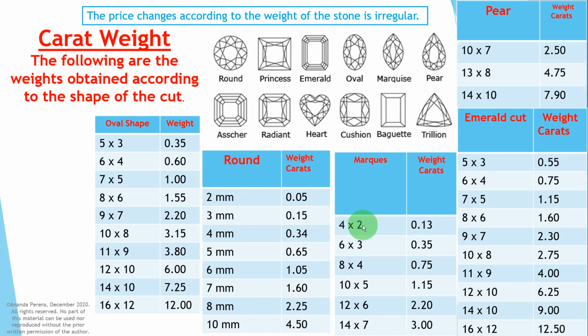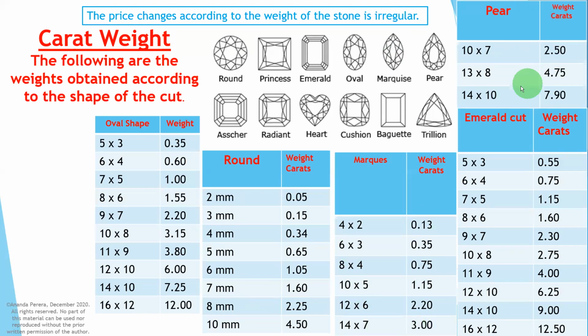Then the marquise shape, 4 by 2, the difference is 2. Length is double the width. 4 by 2 is 13 points of carat, 1 stone. 6 by 3 marquise shape, 35 points. Marquise is this. 10 by 5 is 1.50. 12 by 6 is 2.20 carats. 14 by 7 is 3 carats.